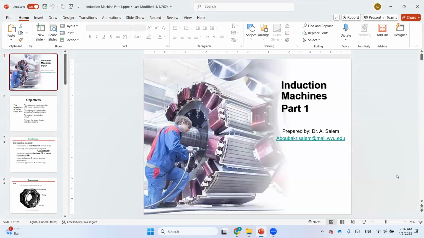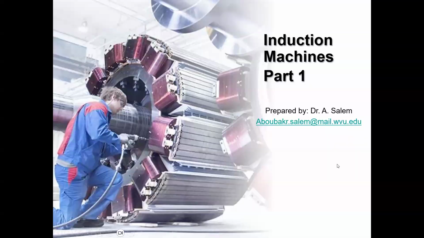Hi everyone. Today we will start a new topic. The topic is the induction machines. For this material, we will have some parts, some PDF slides or PowerPoint slides, and I'm going to share with you the materials of every session as we used to do.